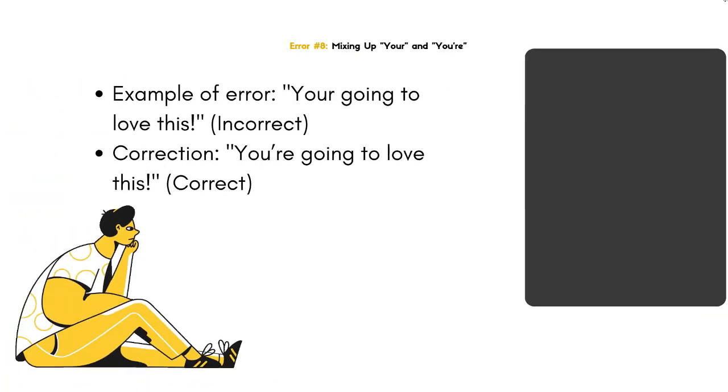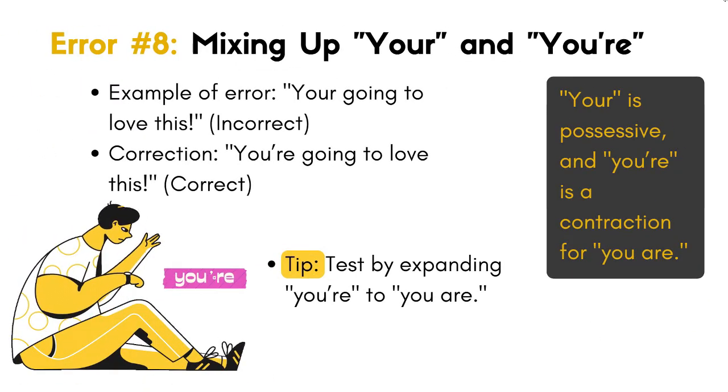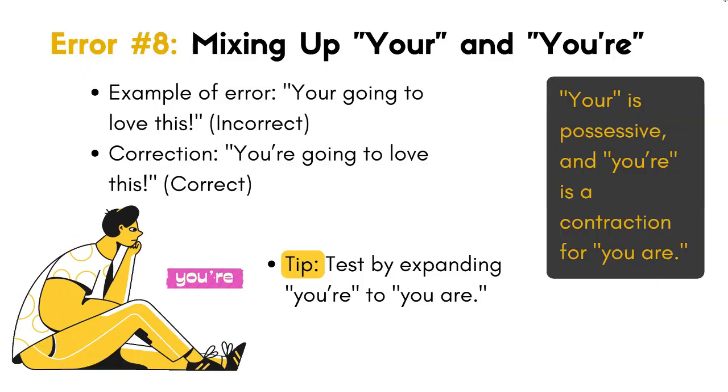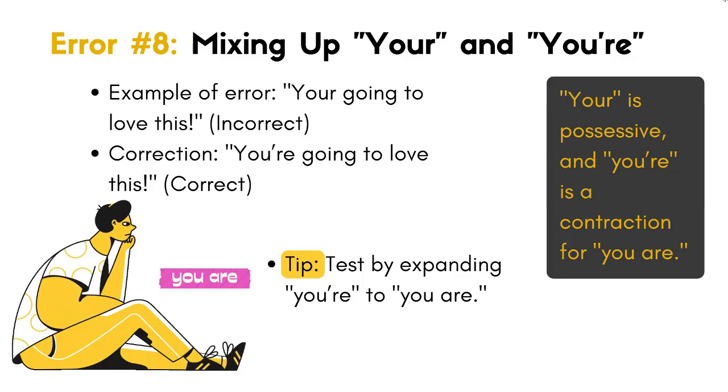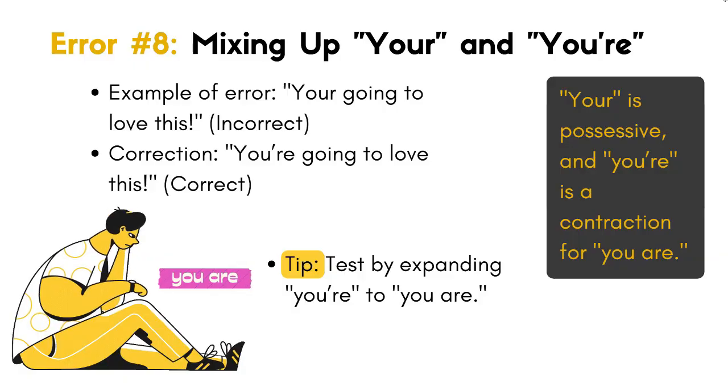This one's a biggie: your versus you're. Your is possessive, like in your book is on the table. You're is a contraction for you are, as in you're going to love this. A quick test: if you can replace you're with you are, you're good to go.